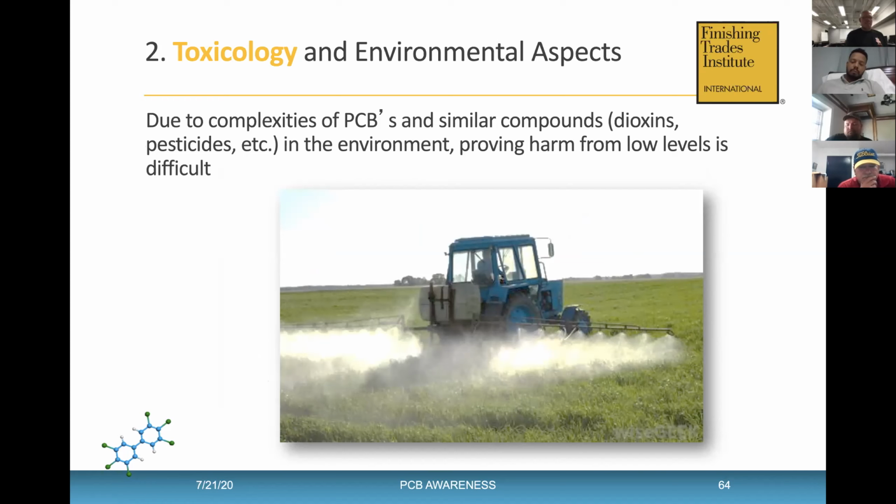So due to the complexities of PCBs and similar compounds like DDT, things like that, TCDD, which is another, I had to write that one down. It's a long acronym for an organic chemical. These things interact. It's really difficult to prove what the harm is from this stuff, right? Because you've got these interactions of other chemicals that are in the environment.